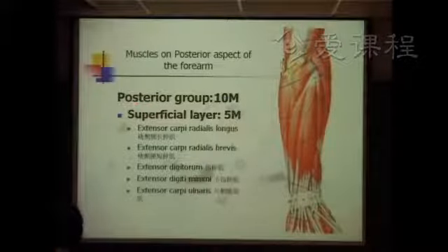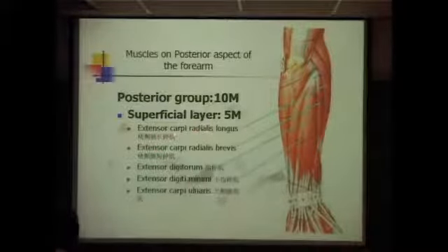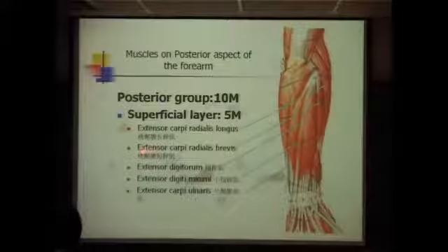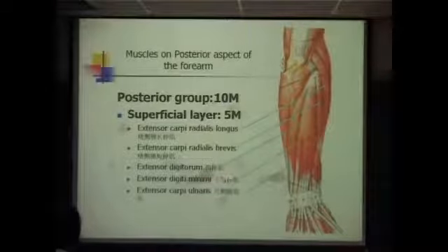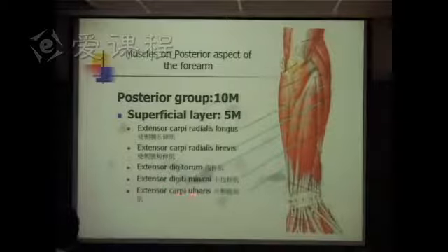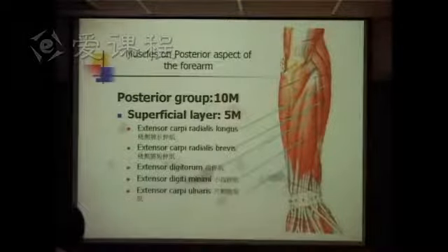The superficial layer has 5 muscles. From lateral to medial, they are the extensor carpi radialis longus, this one, and medial to it the extensor carpi radialis brevis, this one, and then the extensor digitorum, this one, and medial to this muscle the extensor digiti minimi, and the fifth one is the extensor carpi ulnaris on the medial side of the forearm.